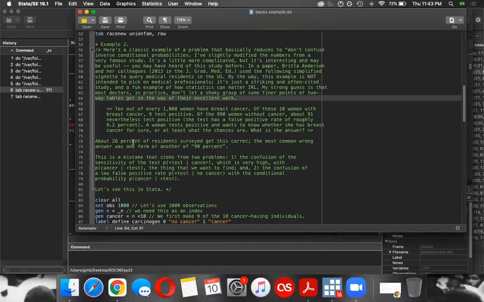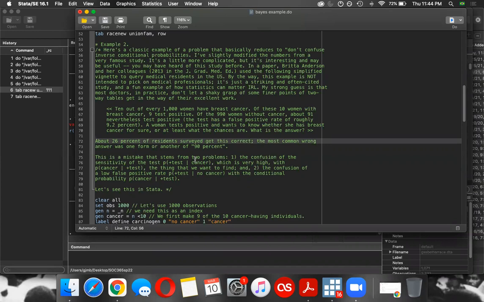And it turns out that about 26% of the residents surveyed get this correct. The most common wrong answer was one form or another of 90%. And I think this mistake, the authors don't really speculate too much, but it seems to stem from possibly two problems. One, the confusion of the sensitivity of the test, or in other words, the probability of a positive test, given that you really do have cancer, which is very high. Maybe the confusion of that with the probability of cancer, given that you have a positive test, which is the thing that we actually want to find.